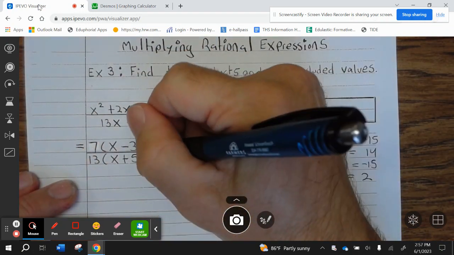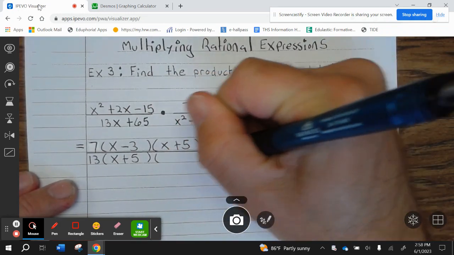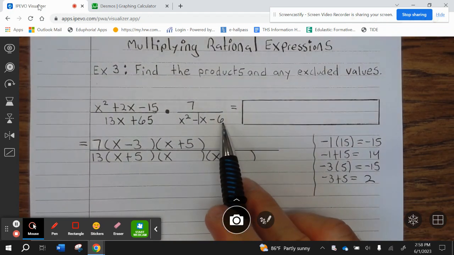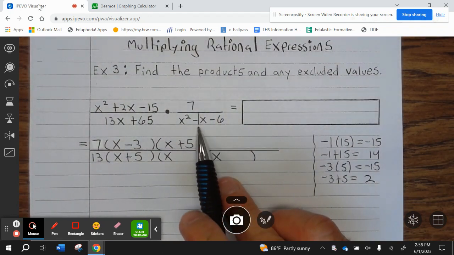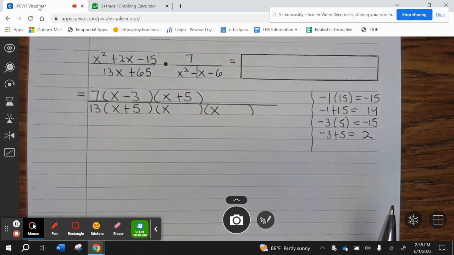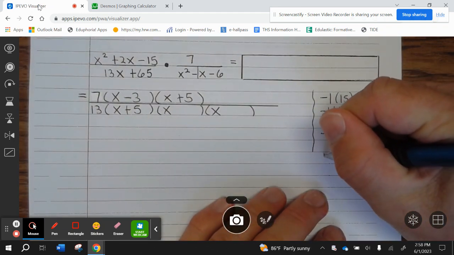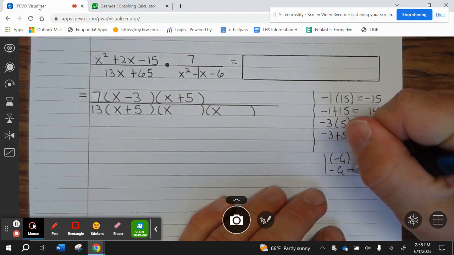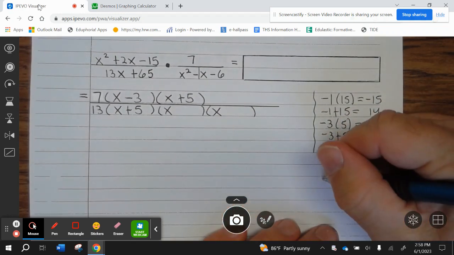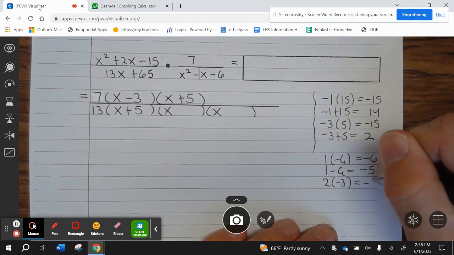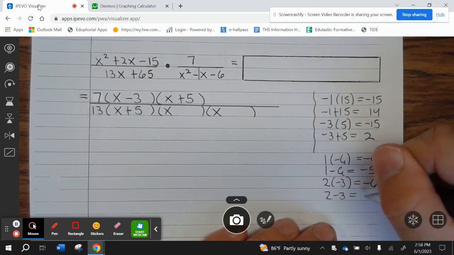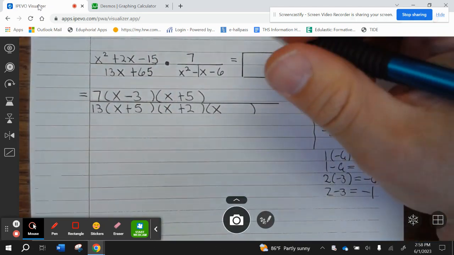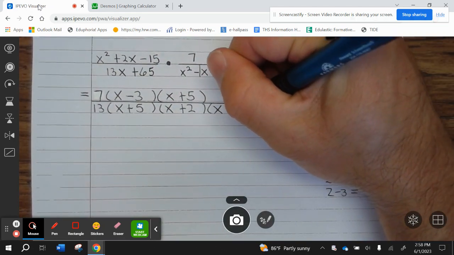And then we need to factor this with two parentheses. X and x makes x squared. We need to figure out what numbers multiplied to give you negative 6 combined to be negative 1. Since the middle number is negative, the bigger number is negative. So 1 times negative 6 is negative 6. 1 minus 6 is negative 5. That doesn't work. 2 times negative 3 is negative 6. 2 minus 3 is negative 1. So we have negative 6 and negative 1. So that's x plus 2, x minus 3.